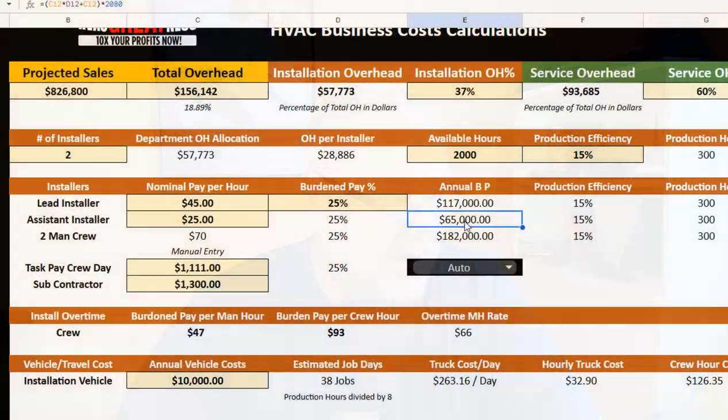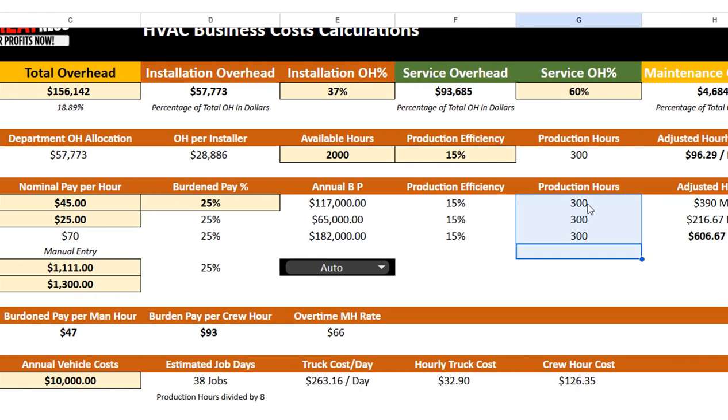handing me tools while I'm on a service call or running the truck for me. Right? He's not really billable. But if he's on a 2-man job, I can bill for him. We'll take those hours, and we're saying that's about 300 hours a year.